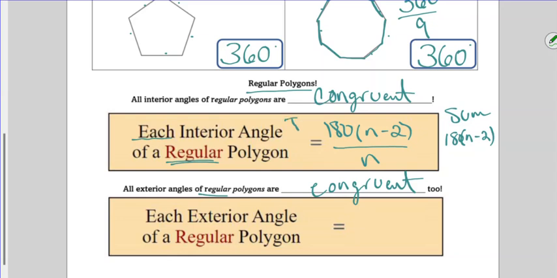It's the total divided by the number of sides. Same thing for exterior. That one's a little bit easier because the exterior angles always add up to 360, and then we just divide by how many sides we have.